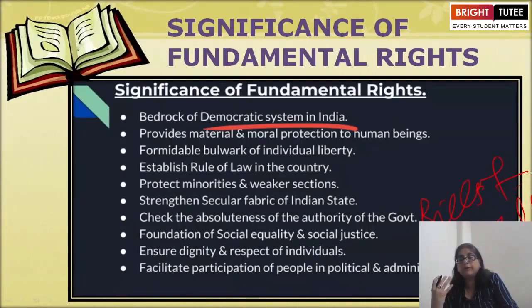They are a formidable bulwark of individual liberty and establish the rule of law in the country. Why is law established? Law is established because when the people have the rights, on the other part, they must feel their duties as well. Because when they follow the laws, then the country would be in discipline as well, and they protect minorities and weaker sections.